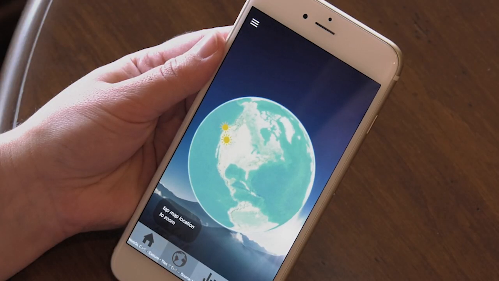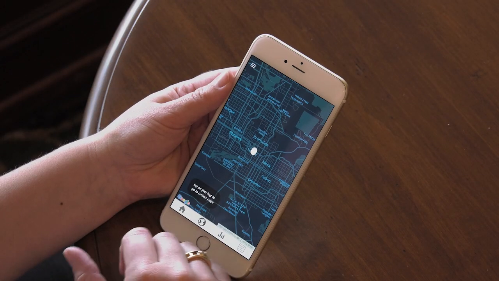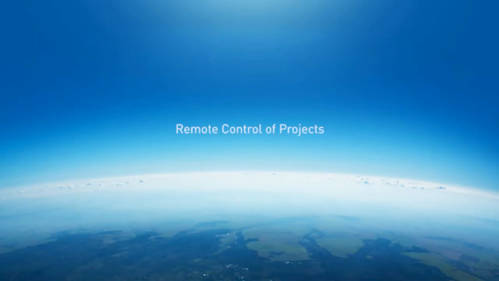We are also able to see where our projects are located across the globe. You can scan in and see them on the map. These are our two projects on the ASU campus. What we have is the project layout.